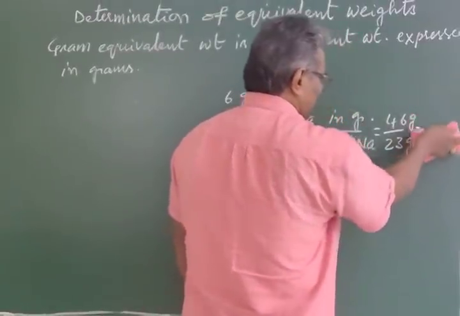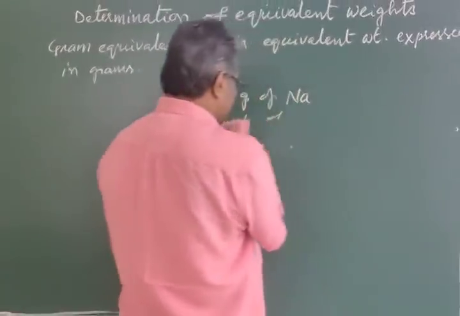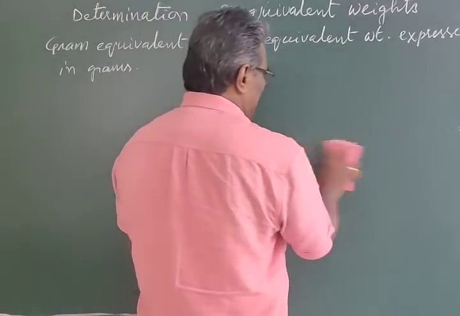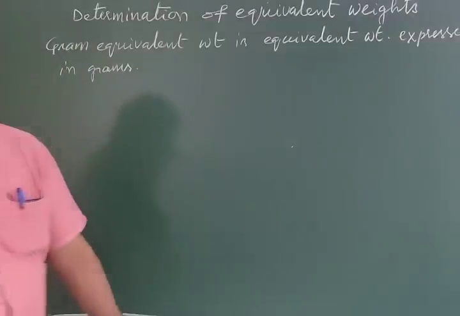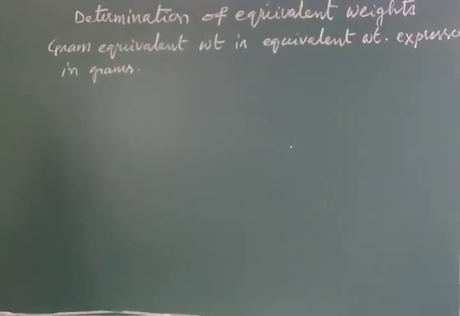In a chemical reaction, the reactants may not combine in the 1:1 ratio of their moles, but in any chemical reaction, the reactants combine always in 1:1 ratio of their number of equivalents.